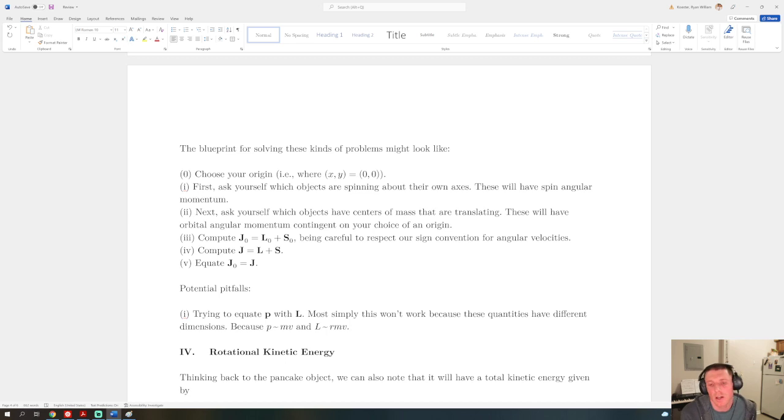Much like we did with linear kinematics, when we were talking about projectile motion, we would always at least implicitly decide where x equals 0 and y equals 0. It was fine as long as we respected that choice and were consistent with it. It's the same thing here. Once you've decided where your origin is, or you've been told where to put it, just respect that choice and stick with it, and you'll be totally fine. So is everybody good with not trying to equate the linear momentum with the angular momentum? Because I don't want to see anybody doing this.